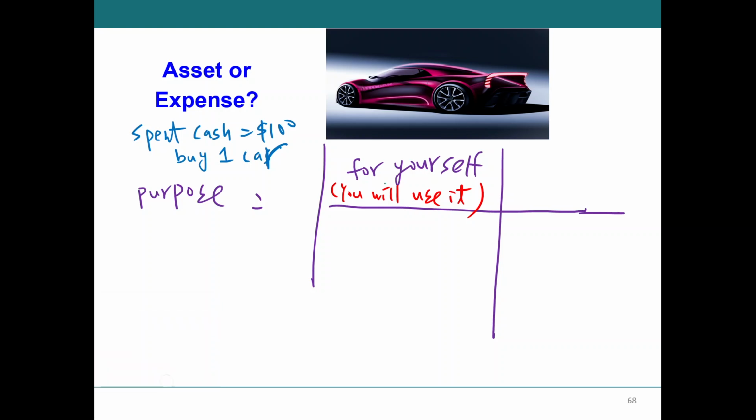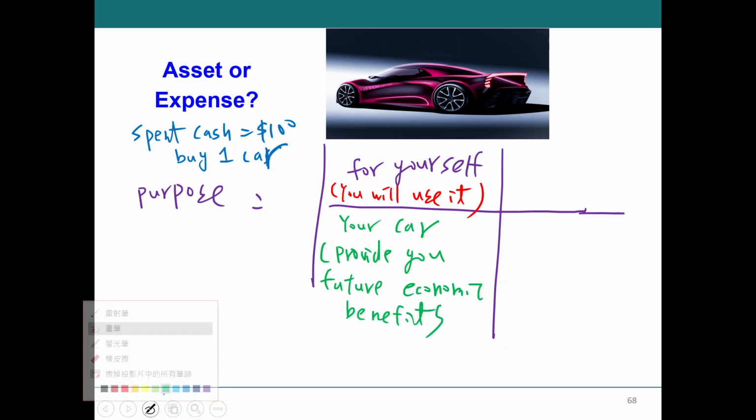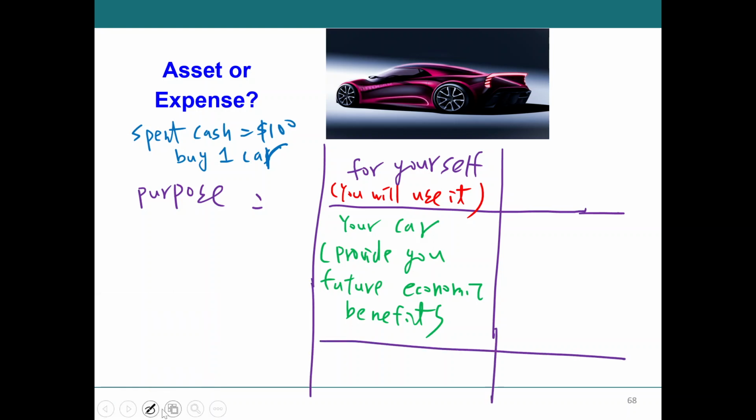So, if your purpose is you are going to use it, then that's your car. Since that's your car, they will provide you future economic benefit. Okay? Provide you future economic benefit. So that's your assets.